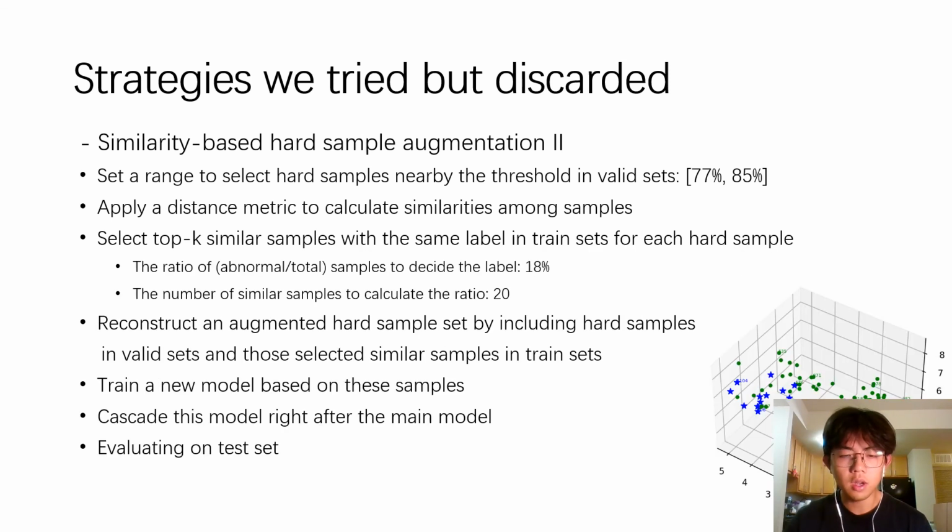And the second version of the similarity-based hard sample augmentation is to keep only the majority of the similar samples with the same label. This visualization shows that after augmentation, the space may become more separable, but the performance on the public leaderboard is not that good. So maybe the problem is overfitting, but there is another reason, which is that the training set and the testing set may have different data distributions, so that if we fit the training set very well, it cannot generalize to the testing set very well. I think that may be the problem.